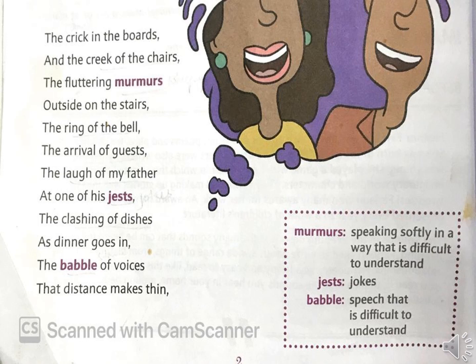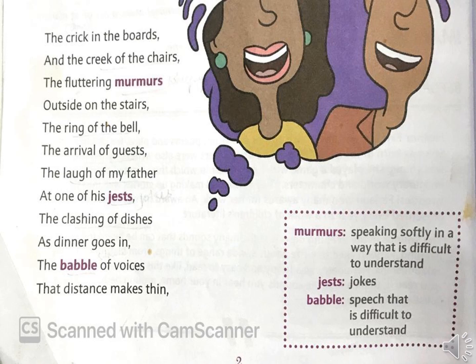The ring of the bell, the arrival of guests. When do we hear the doorbell sound, children? Yes, when someone is at the door, isn't it? The laugh of my father at one of his jests. Who is my here, children? To whom does my refer? Here my refers to the speaker. Who is the speaker here? Yes, Eleanor Fletcher. The laugh of my father at one of his jests. The speaker hears her father's laughter when he cracks jokes.